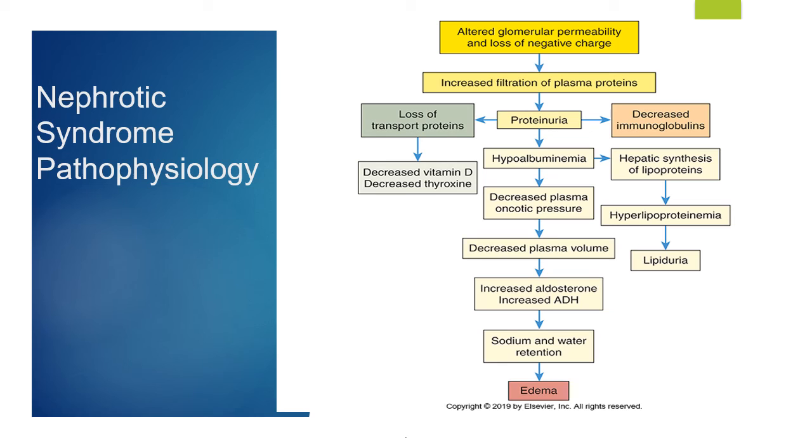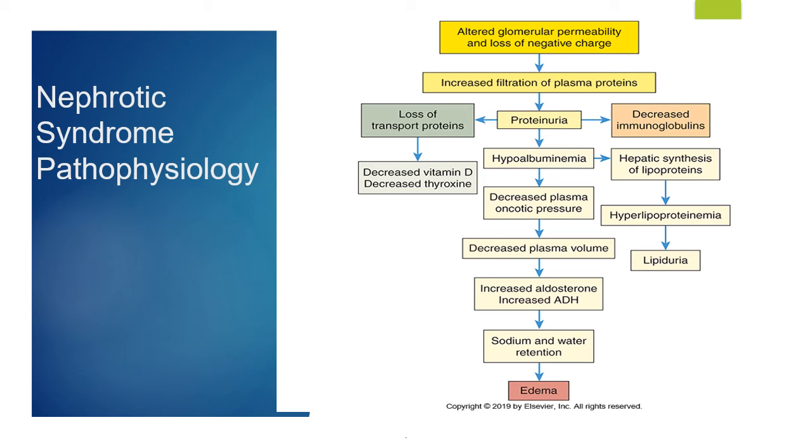So the pathophysiology of nephrotic syndrome is that it starts with disturbances in the glomerular basement membrane that lead to increased permeability. And then the plasma proteins, particularly albumin and some of the globulins, are affected. Albumin is lost in the greatest quantity. And the loss of plasma proteins decreases the plasma oncotic pressure, and that results in edema.